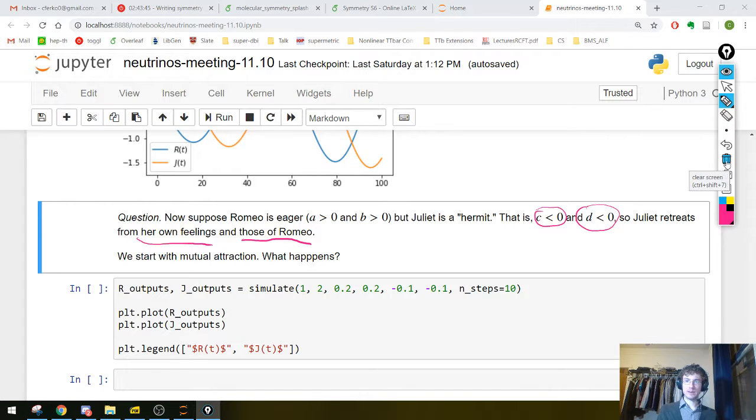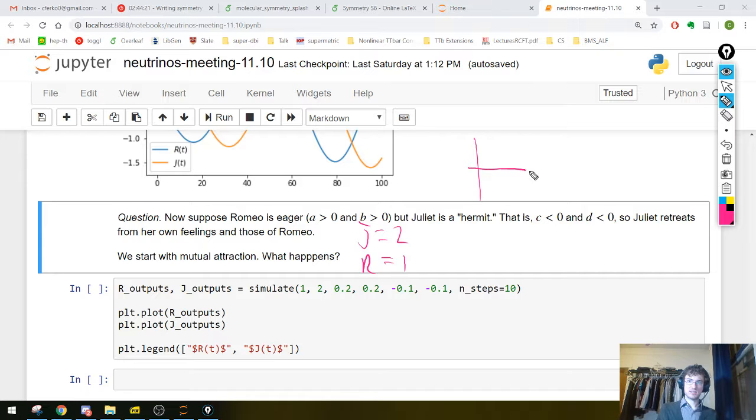But okay, so if Juliet just does the opposite of what she wants and what Romeo wants, and Romeo is eager, and we start with mutual attraction, so they're both positive. J equals, say, 1, and I don't know, R equals 2 or something. Actually, I think I made it the other way, 2 and 1. What happens in this scenario? First, they both start to go down, but then as they go down, Juliet starts to go up, and then Romeo starts to go up.